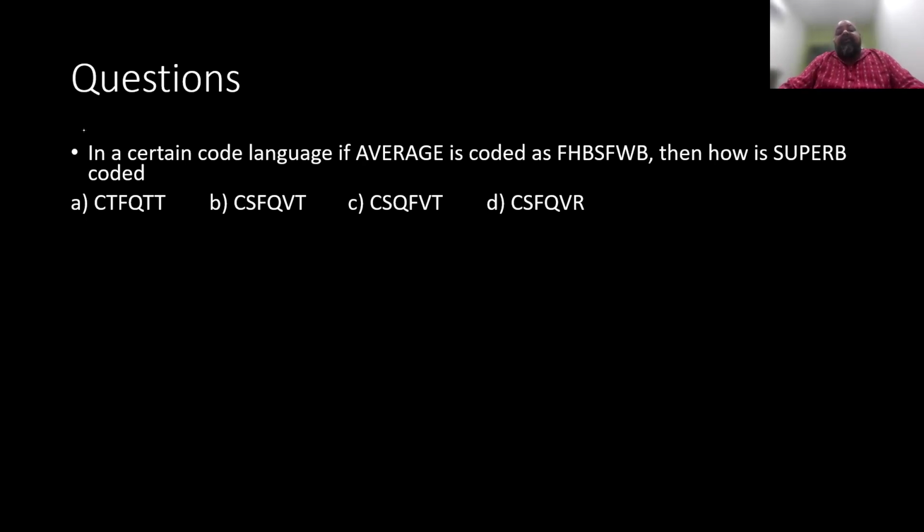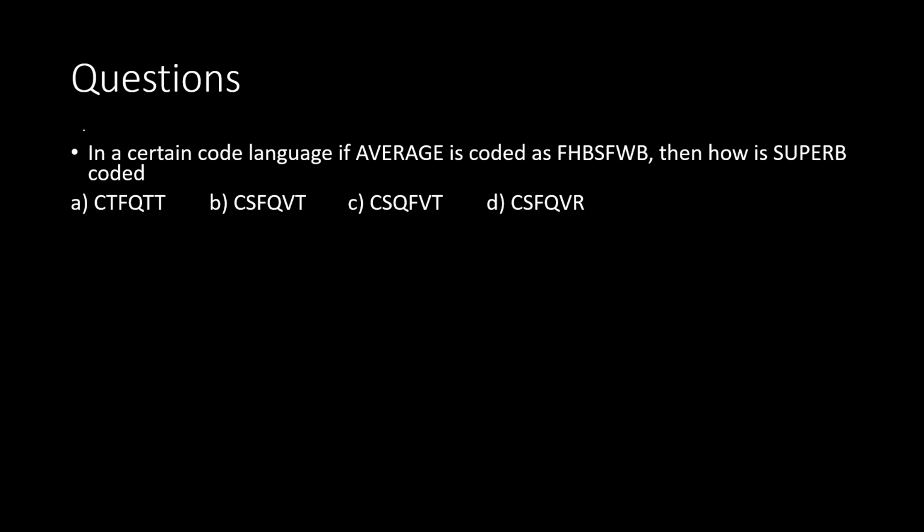Yeah. In a certain code language, average is coded as FHP, SFWB. You have to find the code for superb. Any answers?